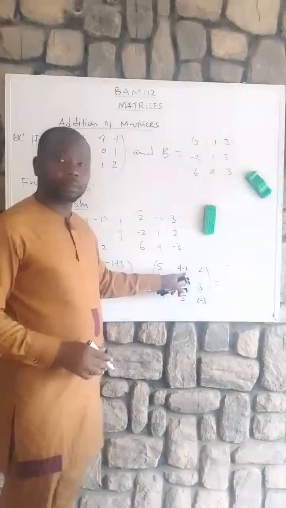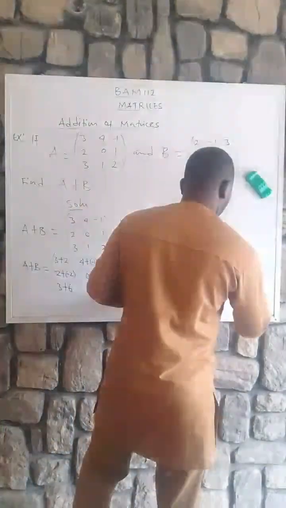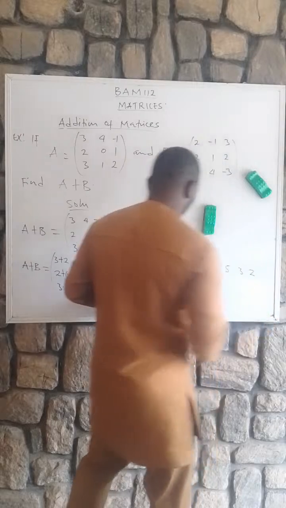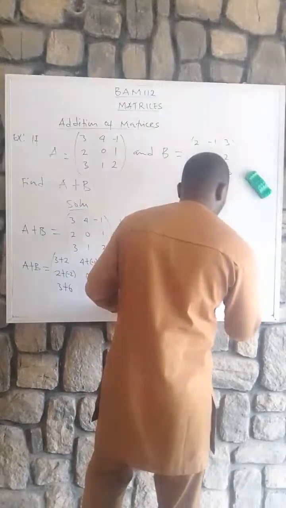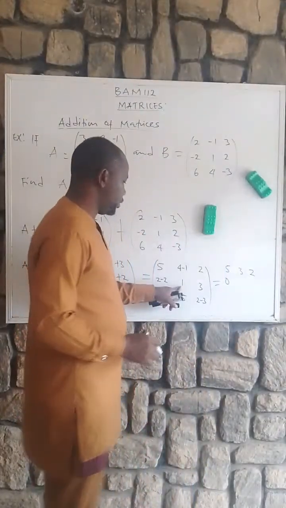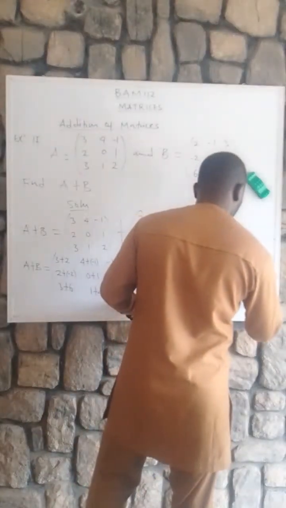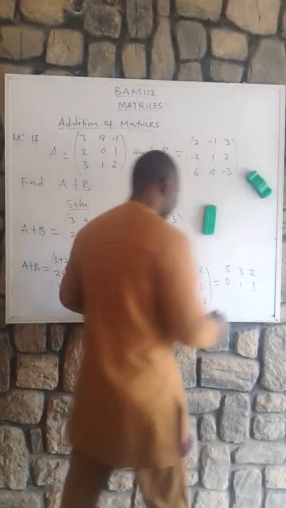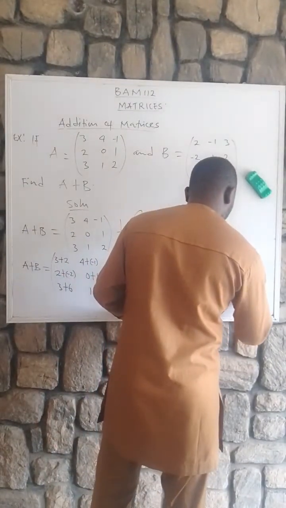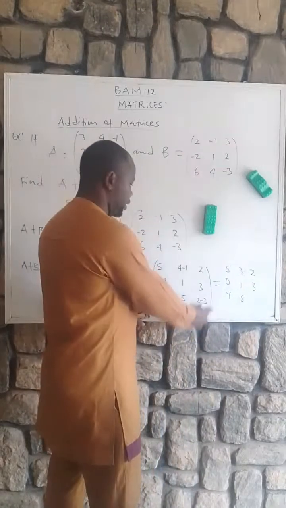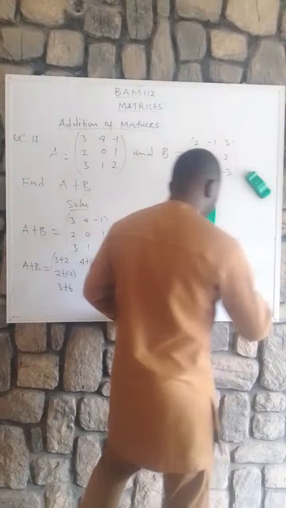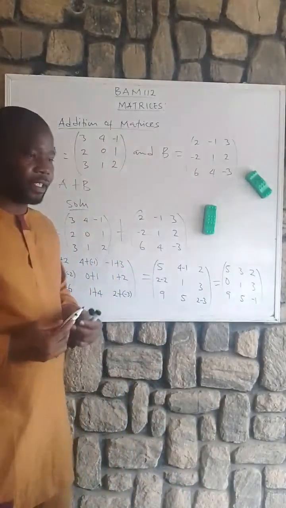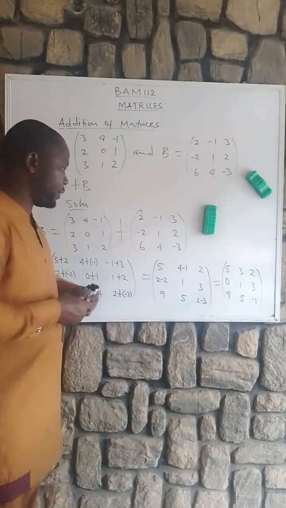4 minus 1 is 3, right? 3, 2. Then 2 minus 2 is 0, right? Okay, 1, 3. Then 9, 5. Then 2 minus 3 is minus 1. Minus 1. This is the answer. This is what you are supposed to arrive at.